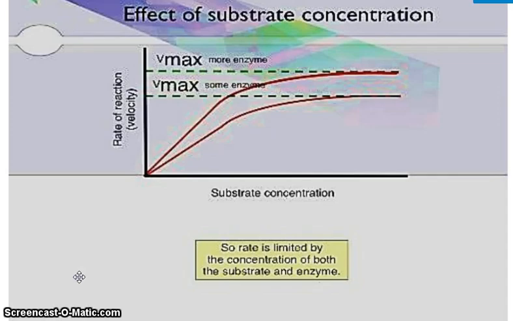Effect of enzyme concentration. More enzyme gives a higher Vmax, less enzyme a lower Vmax. So the rate of reaction is limited by the concentration of both the substrate and the enzyme.